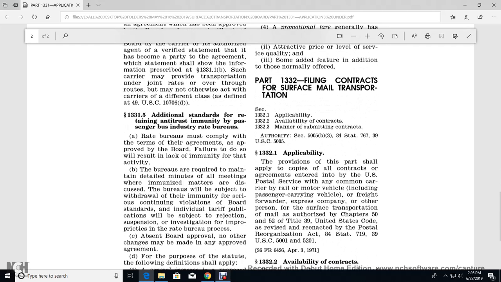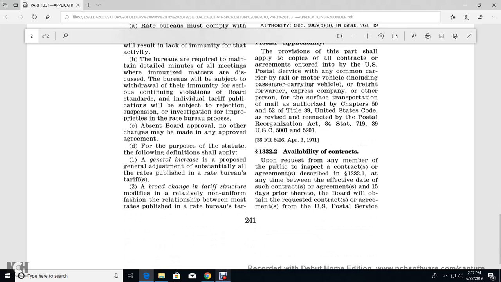Alright, 1331-5, additional standards for retaining antitrust immunity in the passenger bus industry rate bureaus. Rate bureaus must comply with the terms of the agreements as approved by the board, with failure to do so resulting in the lack of immunity of the activities. Bureaus are required to maintain detailed minutes of all of the meetings if immunized matters are discussed. Bureaus will be subject to the withdrawal of immunity for a series containing the violation of the board's standard. An individual tariff publication is subject to rejection, suspension, and investigation of the approved improprieties of the rate bureau process. Absent board approval, no other change may be made to the approved agreement.